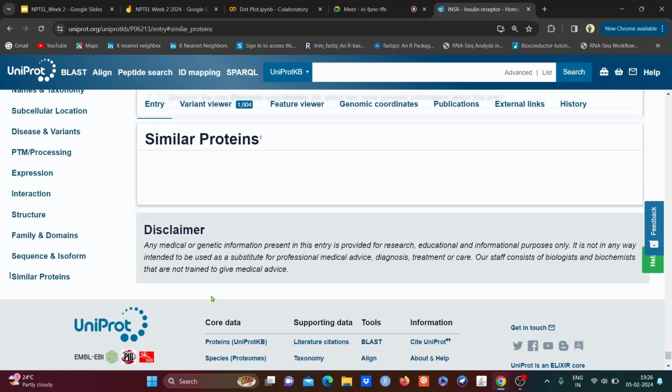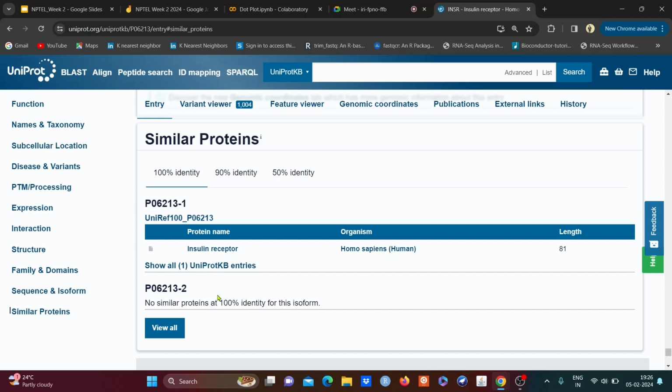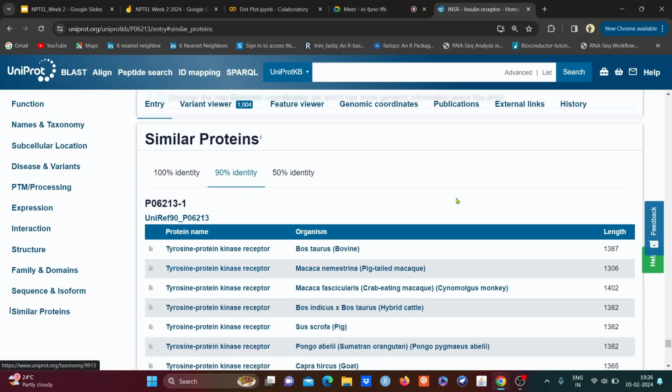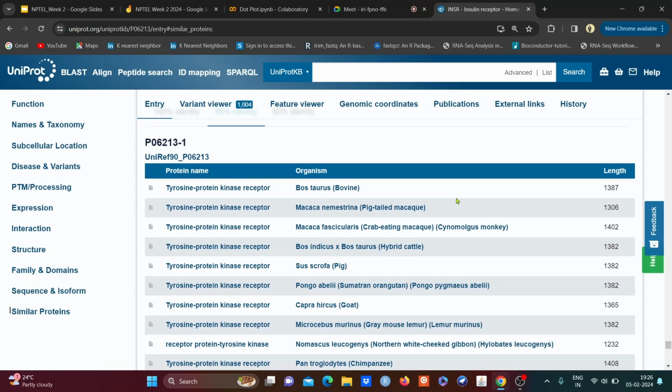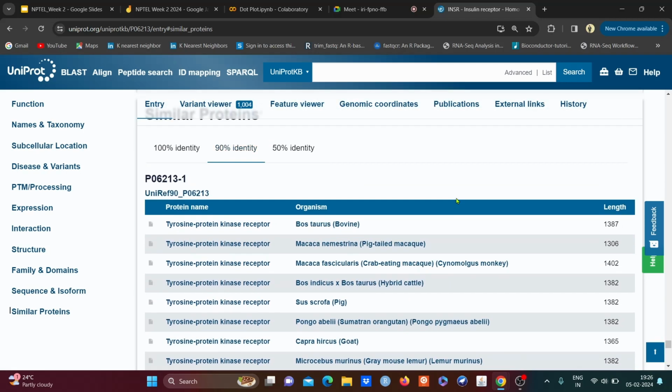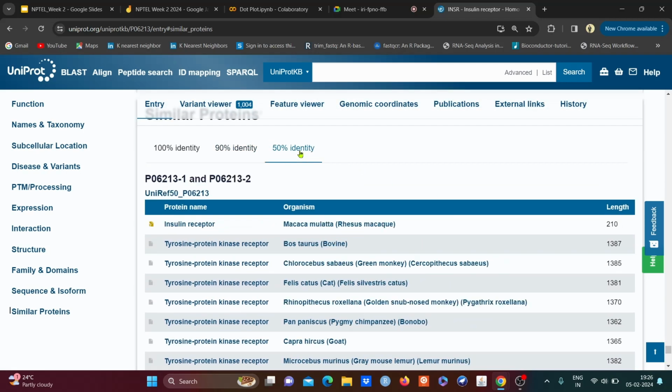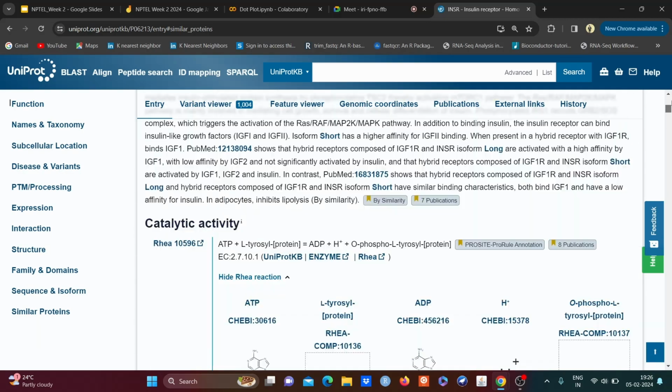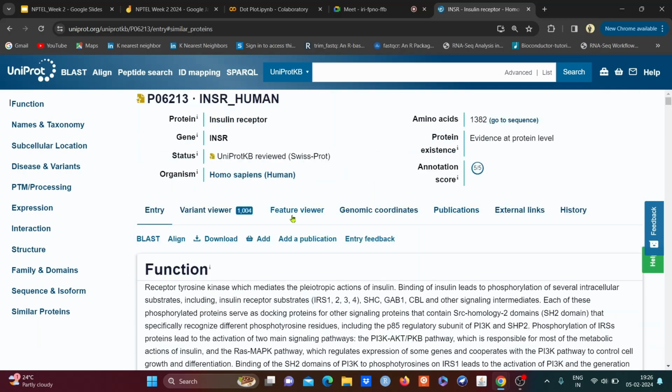Finally, you have similar proteins. What are the similar proteins that are identified? With 100% identity, we have one. With 90% identity, we have a set of proteins. This is kind of similar to a BLAST result, and with 50% identity, this is what we have. Further, apart from this information, we also have variant viewer, feature viewer, genomic coordinates, and publications.